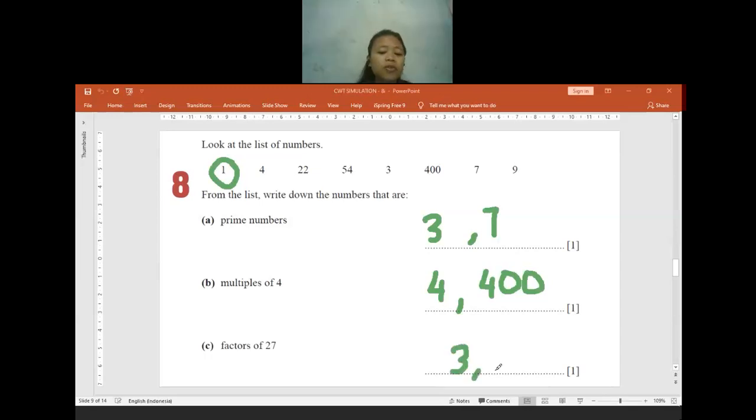There is a number missing. Anyone want to help me? What is the number that is missing? Factor of 27. What number is it? Yes, the one. 1 will be a factor of every number.